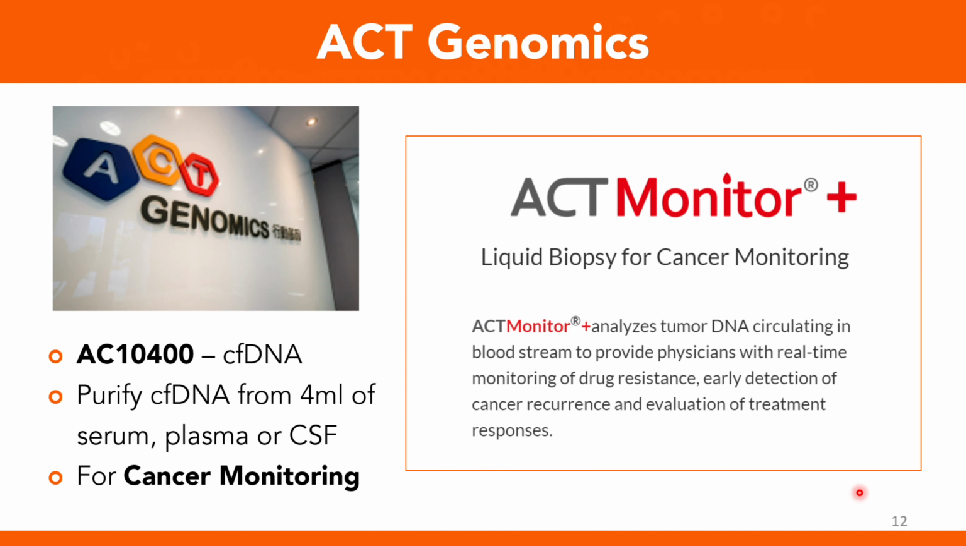Okay, and in Taiwan, we have a reference lab. Their name is ACT Genomics. Before, they used the Symphony system. And then they had a problem: the cfDNA recovery rate was too low and it was not easy to do library construction. And they kept searching for different solutions.